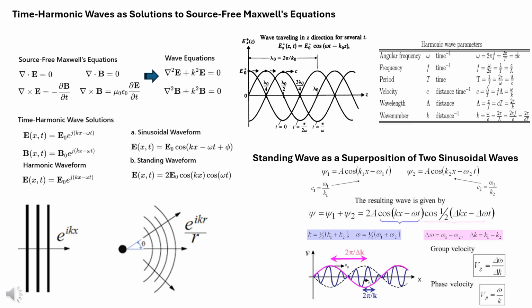Additionally, we've illustrated the different waveforms that time-harmonic waves can take. First, we have the sinusoidal waveform, which is the most basic and fundamental form. This waveform oscillates smoothly in both time and space, providing a clear and simple picture of wave behavior.